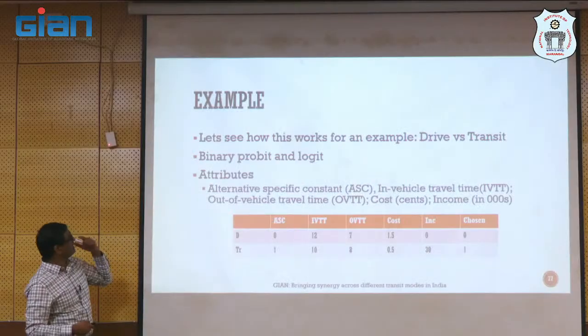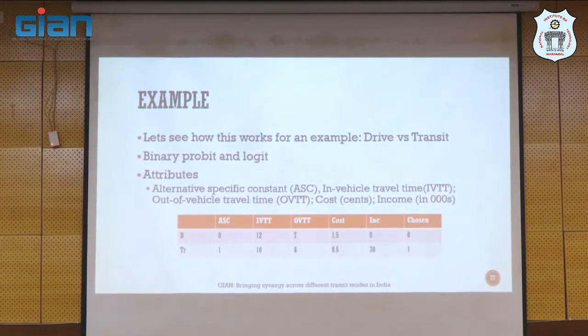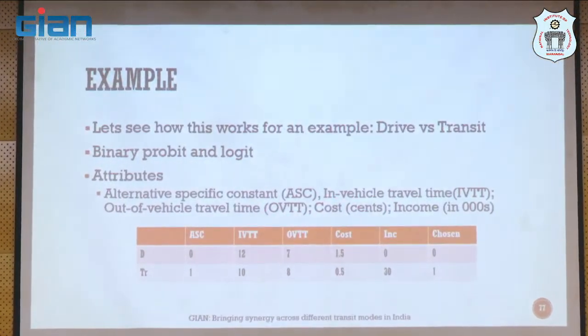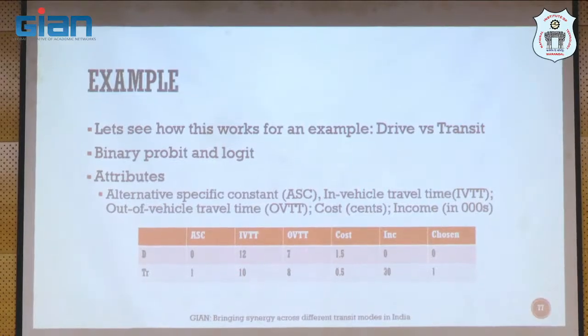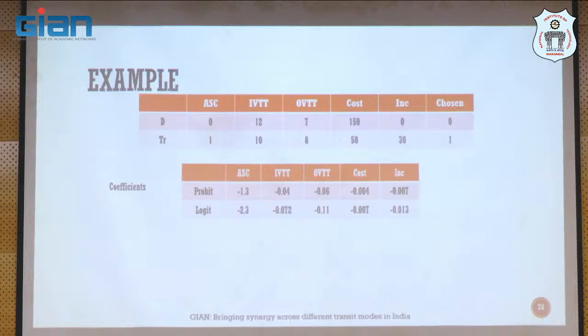Okay. So here is an example of both models. I am giving the different variables. AST refers to alternative specific constant. In-vehicle travel time is IVTT. Out-of-vehicle travel time is OVTT. Cost and income. So all of this information is given, and I'm just substituting with coefficients here.